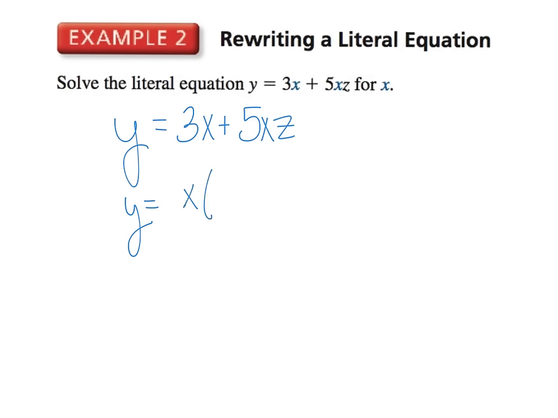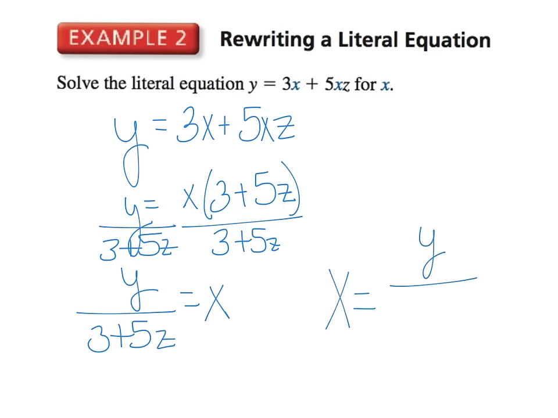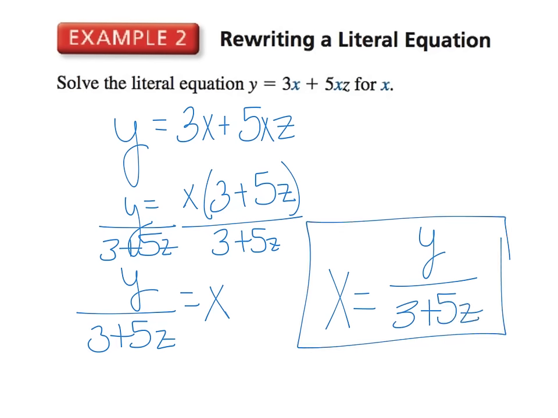So if I divide out the x, that would give me 3 plus 5z. Now I have to get rid of a multiplication of 3 plus 5z, which means I use the division property. So I divide by 3 plus 5z on both sides. That gives me x equals y divided by 3 plus 5z. So my final answer is x equals y divided by 3 plus 5z. The x is solved in terms of the other variables.